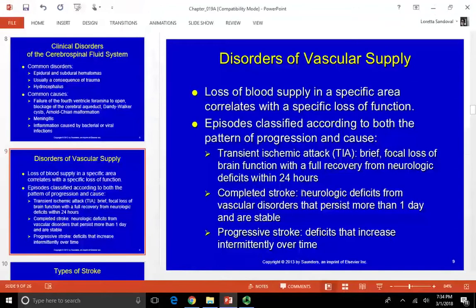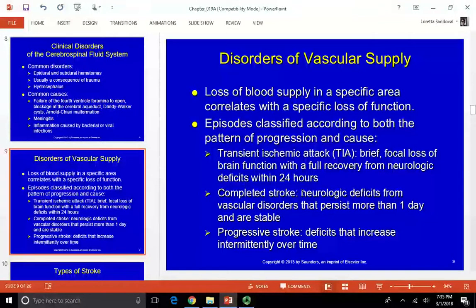So when we are talking about disorders of the vascular supply, we're really talking about loss of blood supply in a specific area. And the loss of function correlates with what specific area loses its blood supply. So a lot of times loss of blood supply in the brain is a stroke, but there are also episodes, and they're classified according to the pattern of progression and the cause.